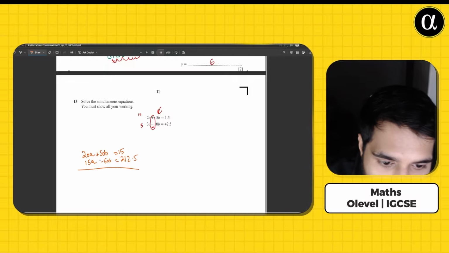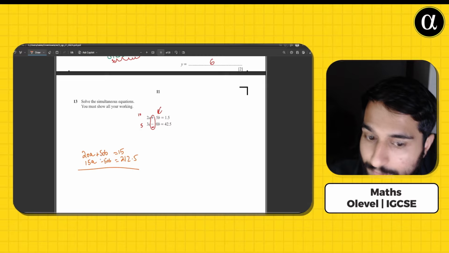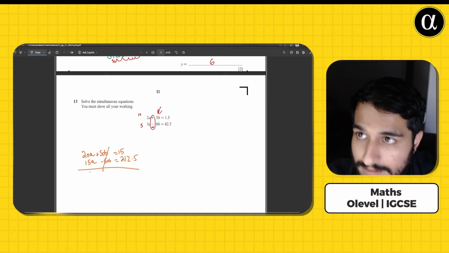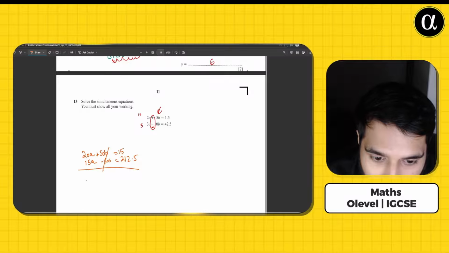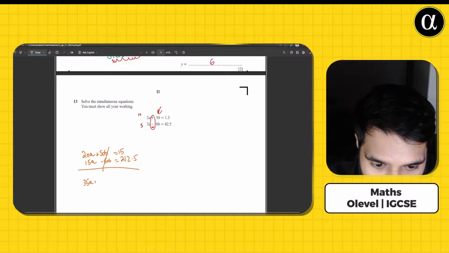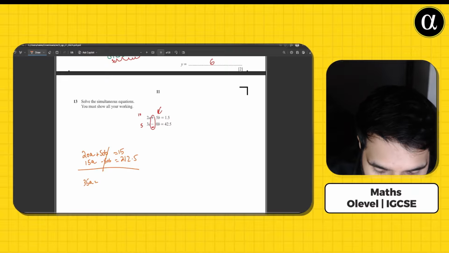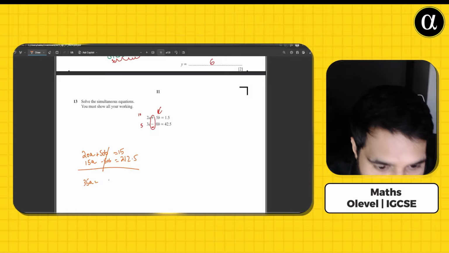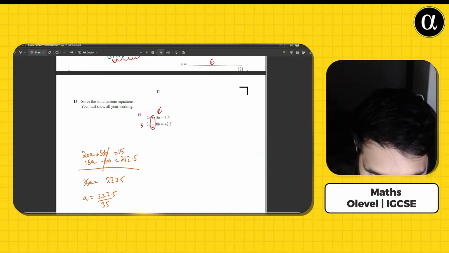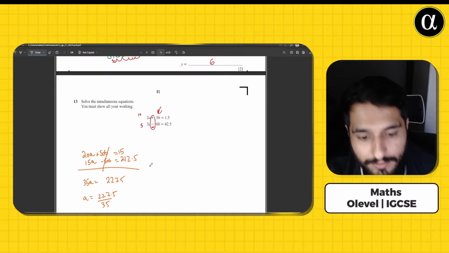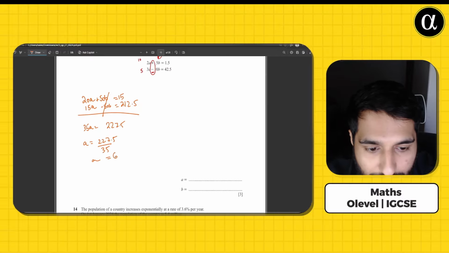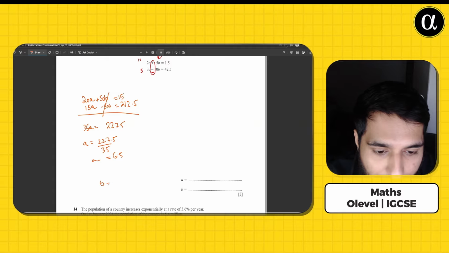Now, since we decided to eliminate b and both the terms are the same with opposite signs, we can cancel these, and this will turn out to be 20 plus 15, which gives us 35a is equal to 15 plus 212.5. That's going to give us 227.5. The value of a will be 227.5 over 35, and a turns out to be 6.5. So the value for A is 6.5, and the value for B is going to be what?